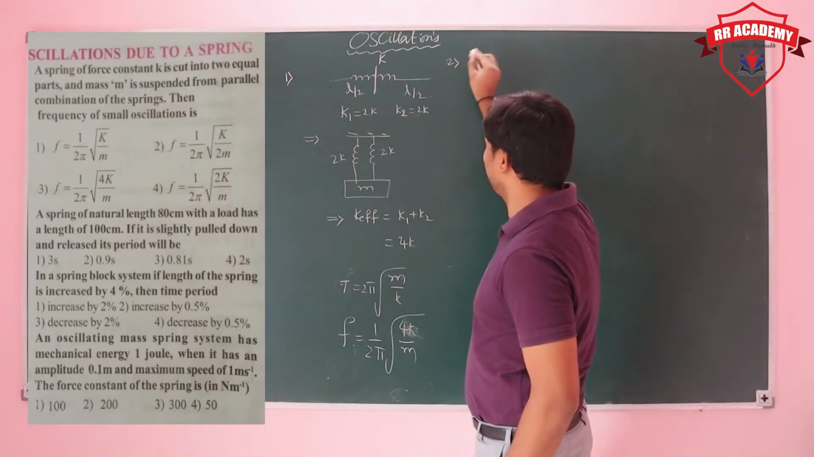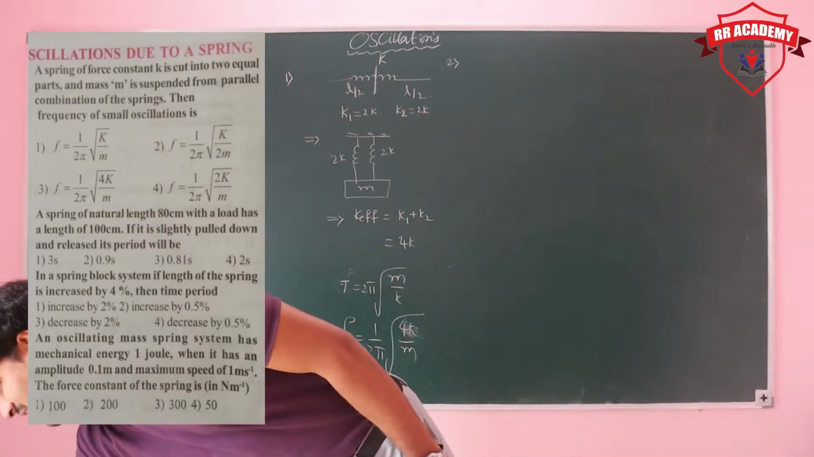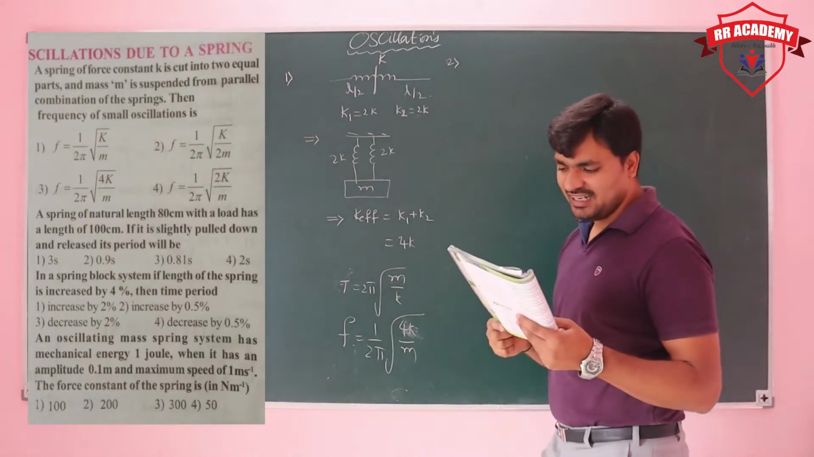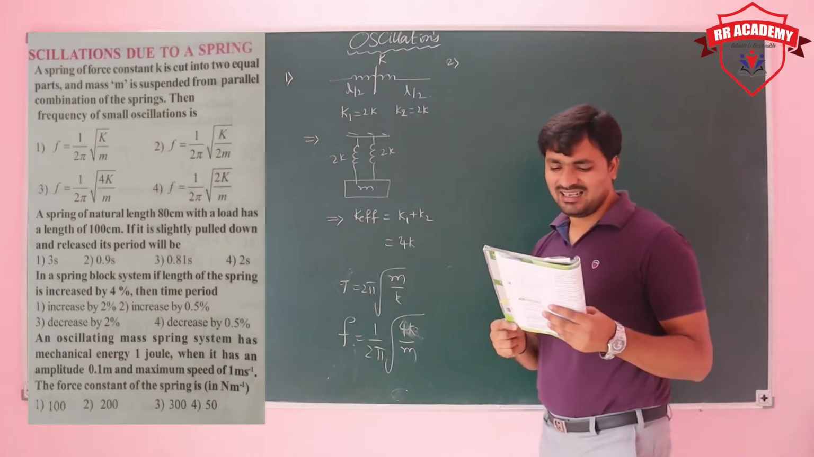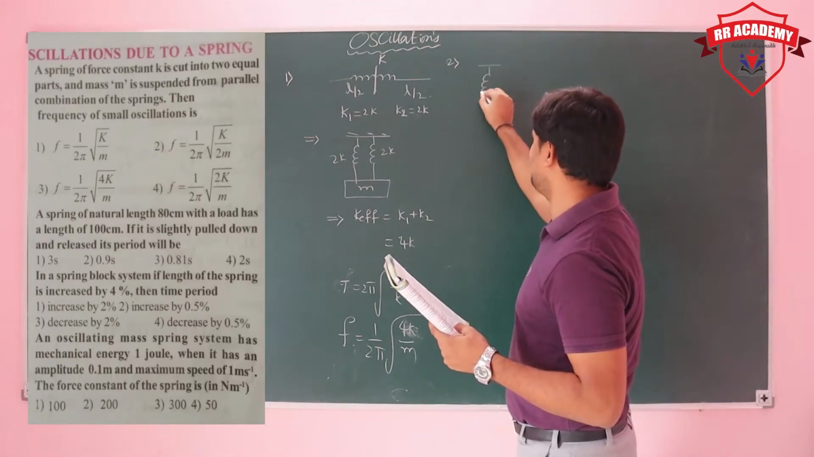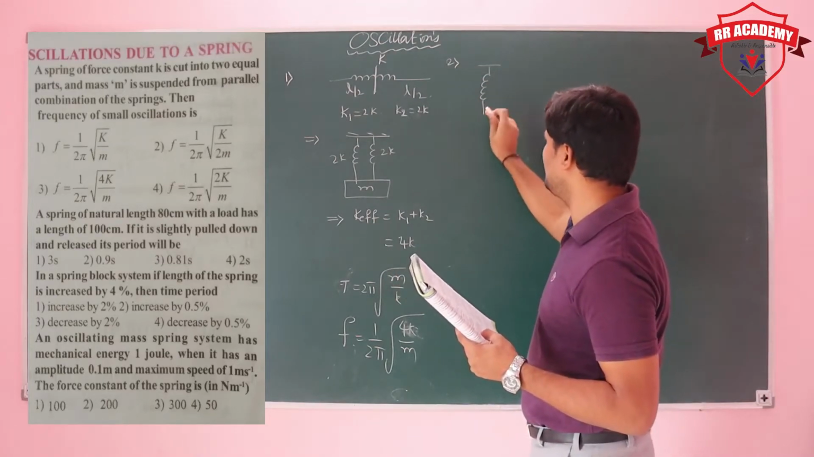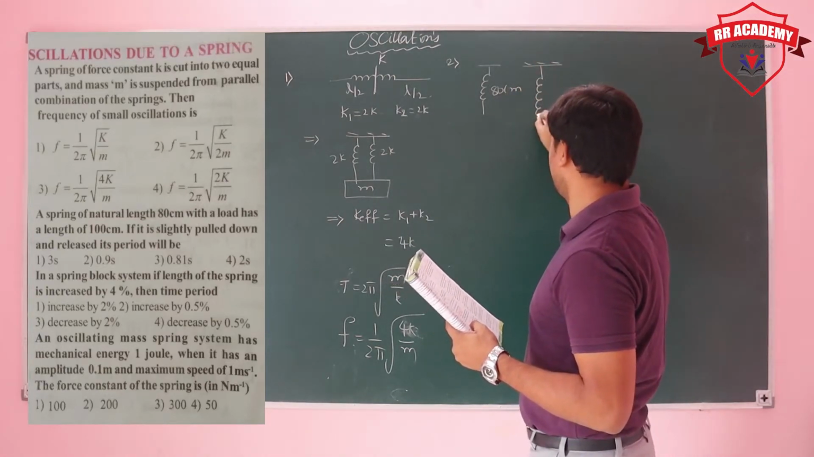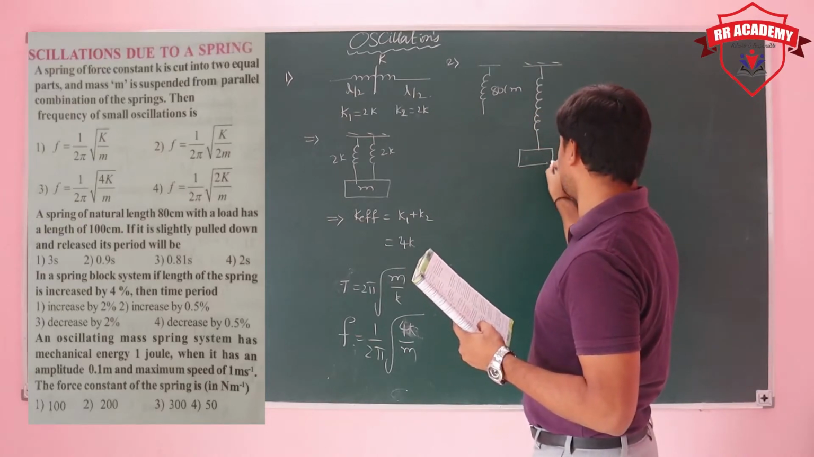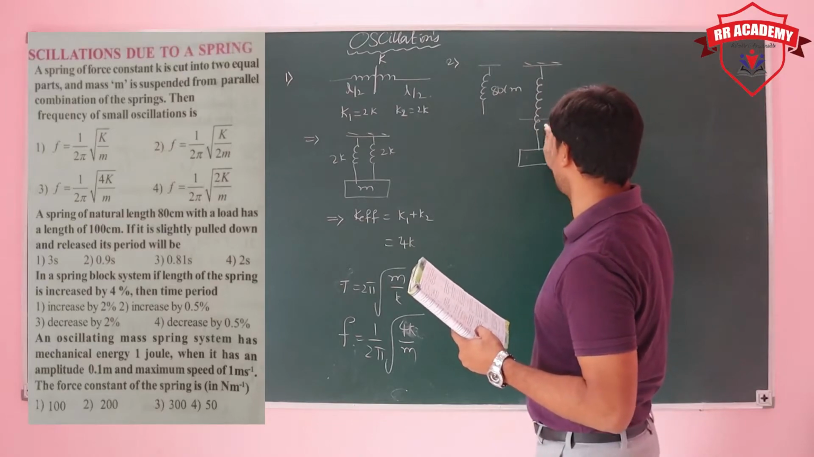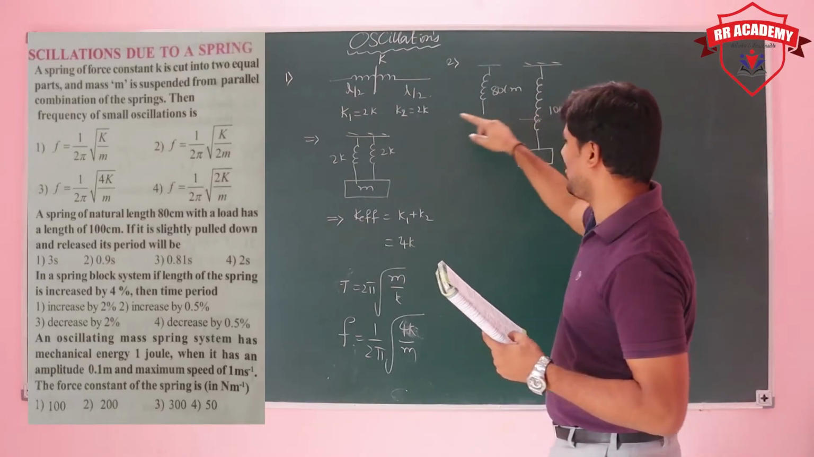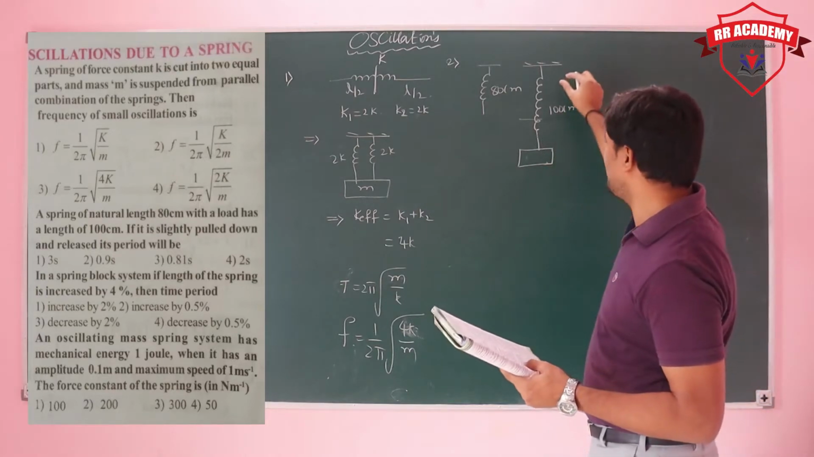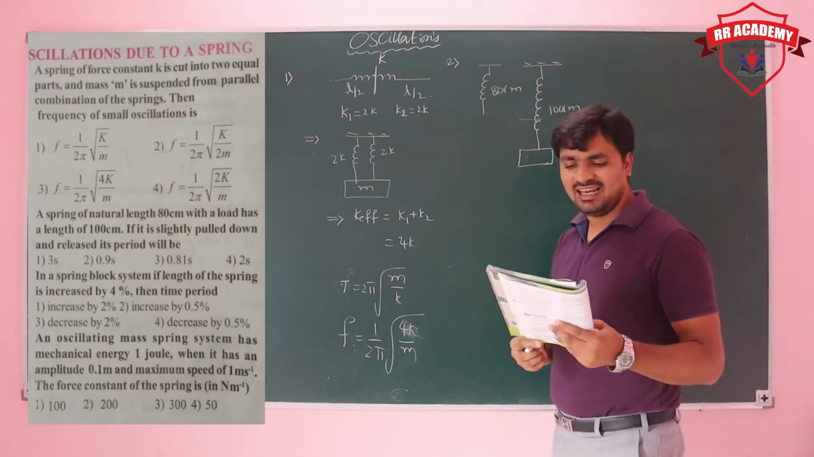And let's see the second question. What is the second question? A spring of natural length 80 centimeters, meaning without any extension, its length is 80 centimeters. With a load, it has 100 centimeters length. So the natural length is 80 centimeters. If we attach a load, the length is going to be 100 centimeters.